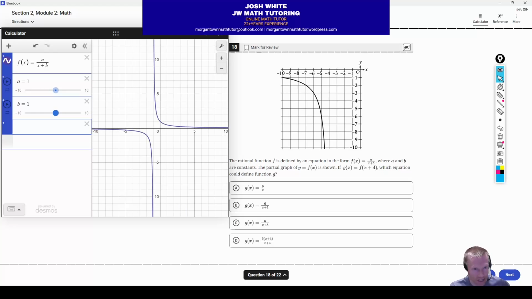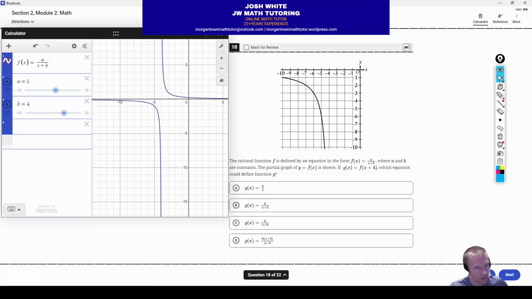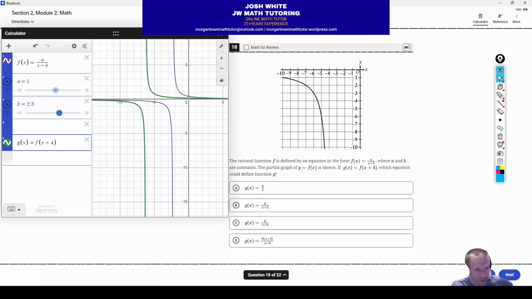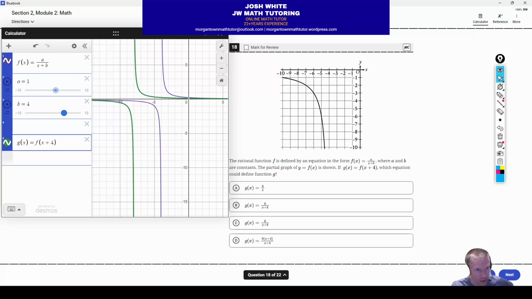Now notice this is not the exact graph. If we wanted the exact graph, technically we'd have to move b over here to 4 just to match it. But in reality, that actually doesn't matter, and I'll show you why. So now if we do g of x equals f of x plus 4, this just confirms that it's shifting 4 units to the left. So I guess you would actually need to know that it does need to be 4.